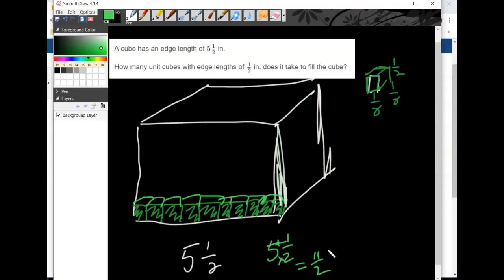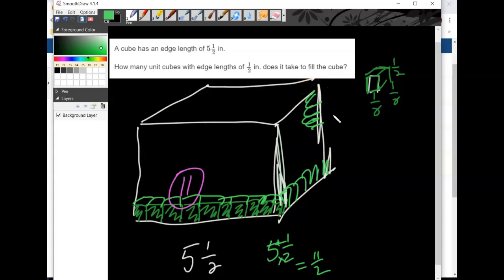So how many unit cubes will it take to fill the cube? We know it will be 11 along this side. Now let's look at how many deep we can go. Oh, wait a minute. It's a cube. It's just a large cube, so it's going to be 11 along every side, right? We'd be able to squeeze 11 of them along that side, 11 of them high, if we stack them high.